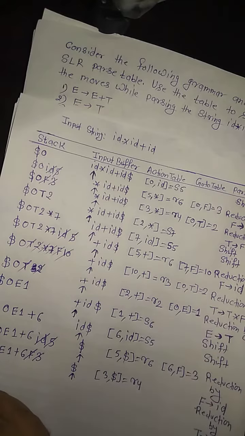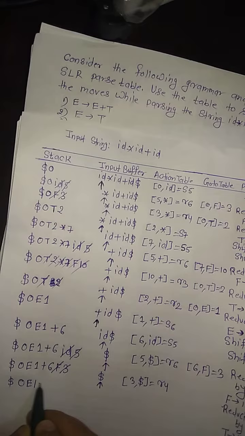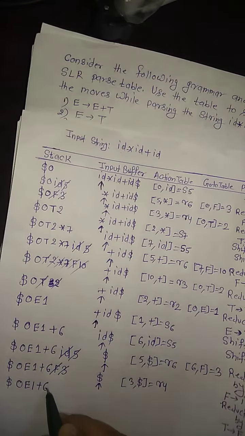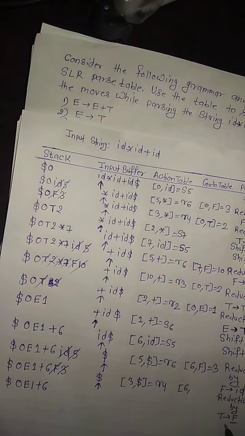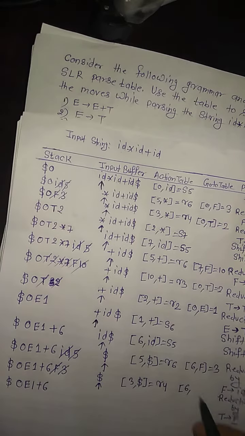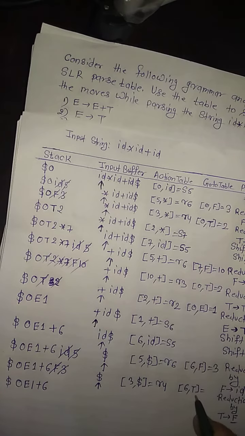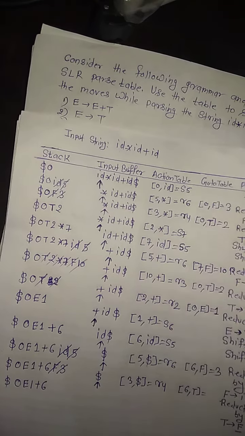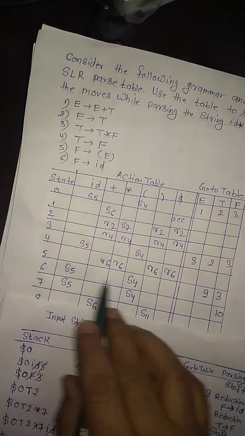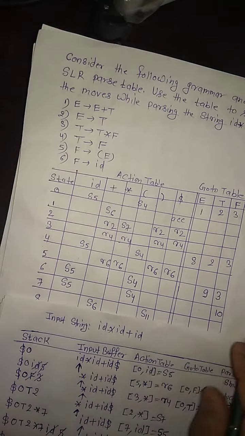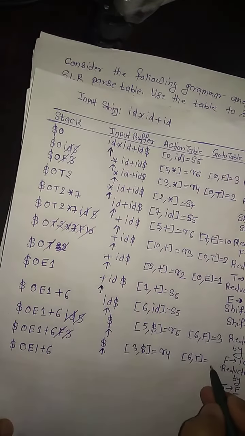And what is the top of the stack? You get here 0E1 plus 6. So top of the stack is 6. So write here 6 comma, and what is the head of this production? Capital T. Now it means you go to 6th state row and T column. So here I6 state and T column you have 9. So write here 9.